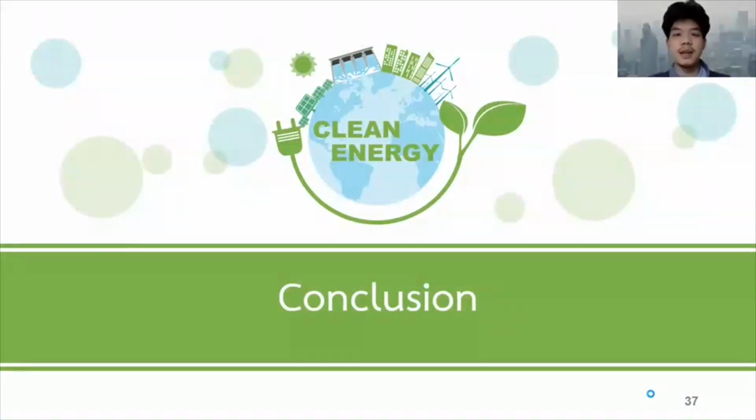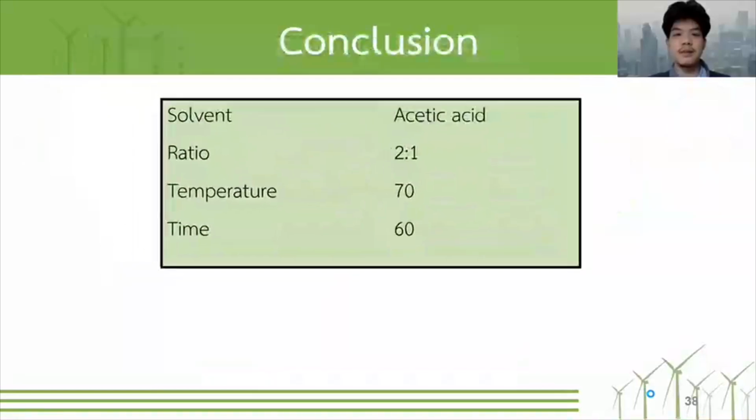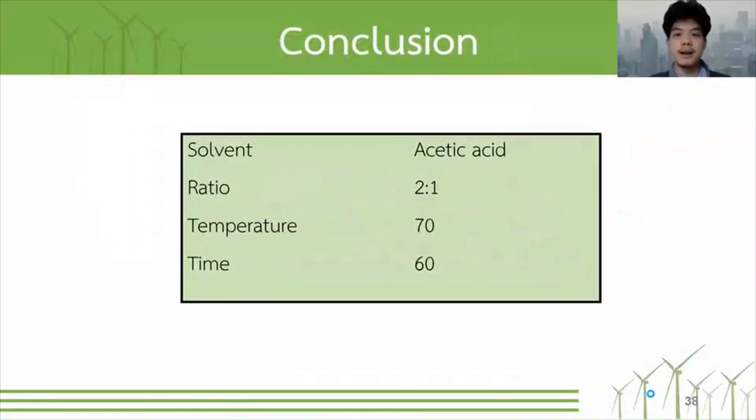In conclusion, if we look at the experiment data, we get the conditions that produce the least sulfur in diesel fuel. First, we must operate the reactor at 70 Celsius, and the reaction time is 60 minutes. Next, we use acetic acid as the solvent in the separation process, which uses product from the reactor and acetic acid in a ratio of 2:1.